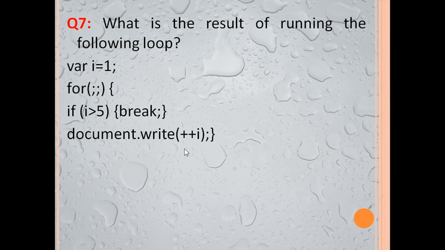What is the result of running this loop? i equals 1, for statement, if i greater than 5, break, document.write i plus plus. Now the for loop has no expression, so the loop has to break in the body of the loop. The loop starts with the value of i as 1, but it writes i after incrementing it. So the first time it writes 2, then i is incremented by 1 every time. Finally, the loop prints 6 and 6 is greater than 5, so it breaks. So the answer is it writes 2, 3, 4, 5, 6.